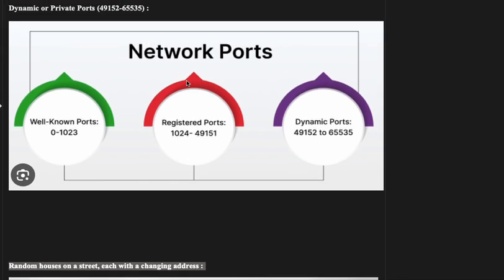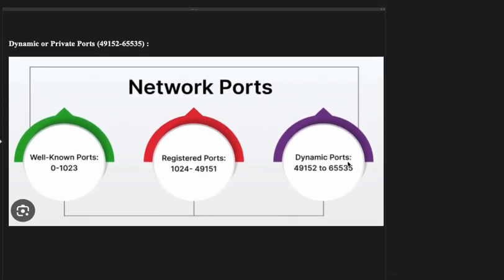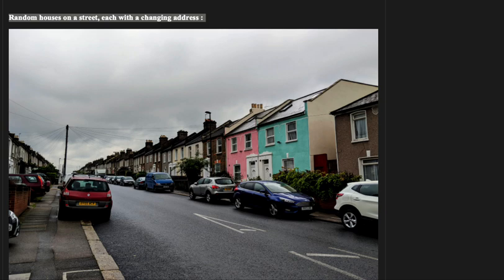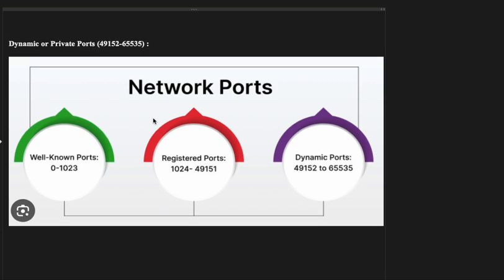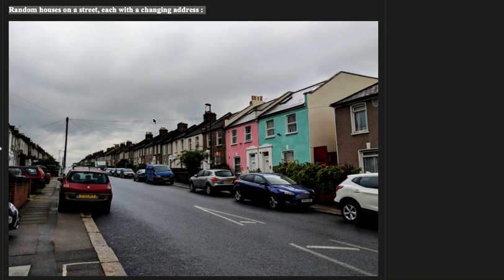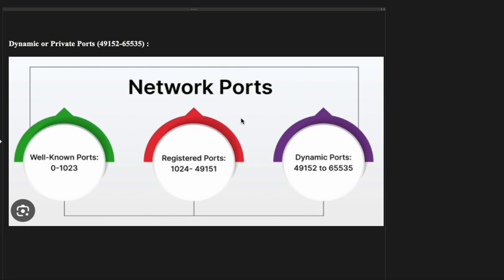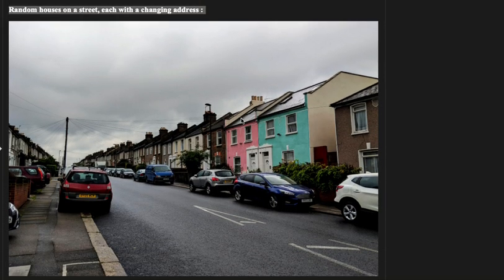And coming to the last category, which is dynamic ports, the range starts from 49152 to 65535. Let's take another example like random houses on a street, each with a changing address. These are temporary ports assigned when you browse the internet or use online services. Your computer randomly picks one of these ports for communicating and releases it when the work is done. So that's how it happens with dynamic and private ports, and the range is 49152 to 65535. So I'll repeat this again: your computer randomly picks one of these ports for communication and releases it when done. Let's move on to the next slide.